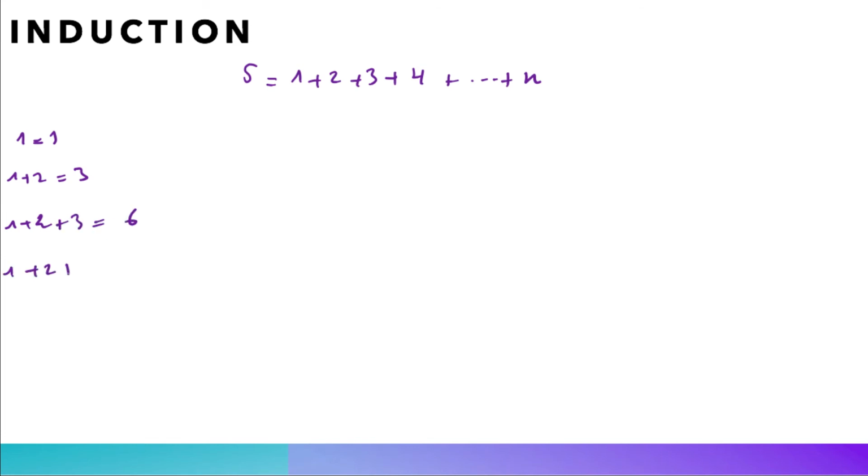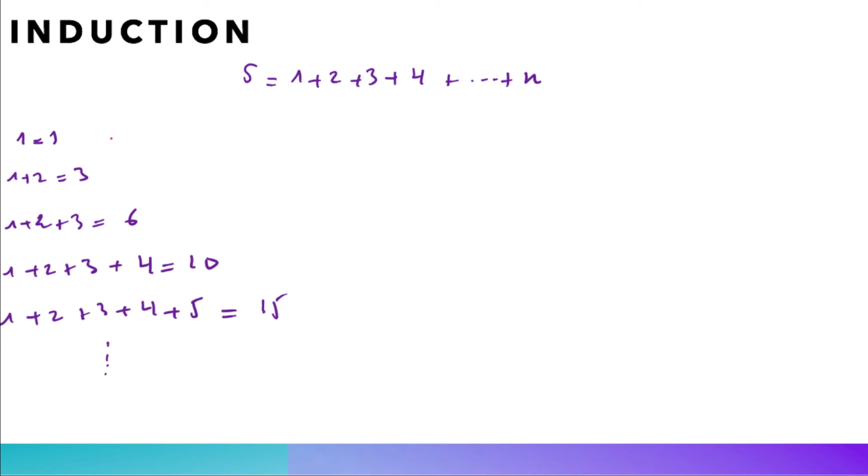Now we investigate a more classical number theoretical pattern. We would like to evaluate the sum S equals 1 plus 2 plus 3 plus 4, etc., plus n. We obviously see that 1 is equal to 1, then 1 plus 2 is equal to 3, 1 plus 2 plus 3 is equal to 6, 1 plus 2 plus 3 plus 4 is equal to 10, 1 plus 2 plus 3 plus 4 plus 5 is actually equal to 10 plus 5, which is 15, etc.